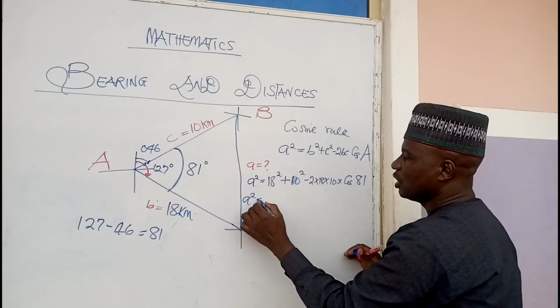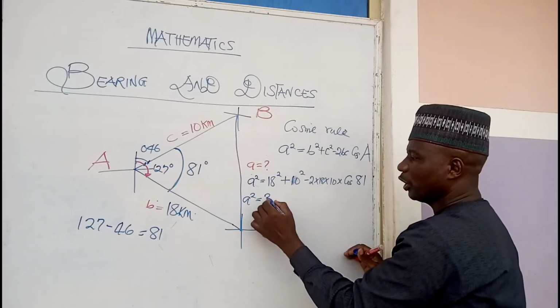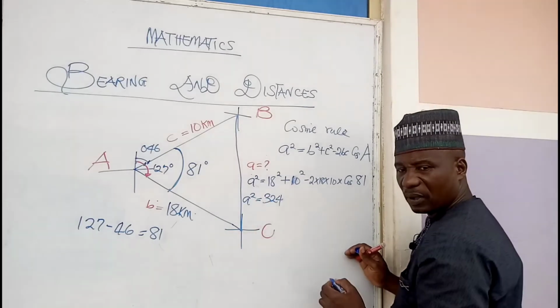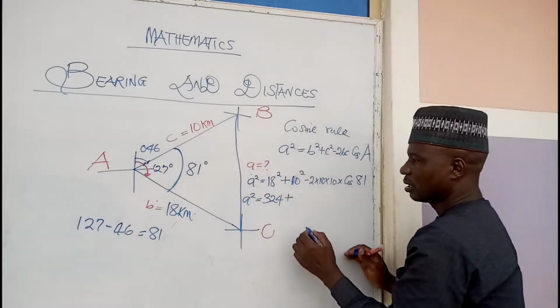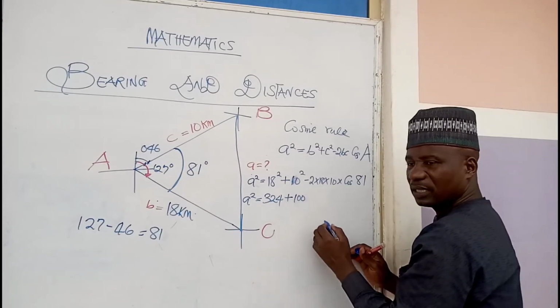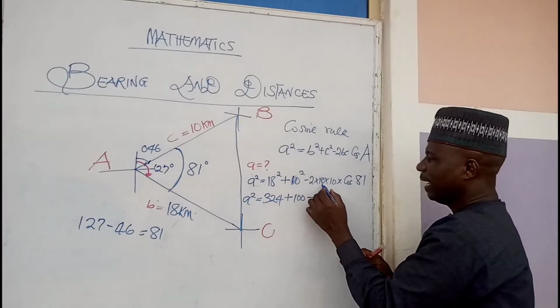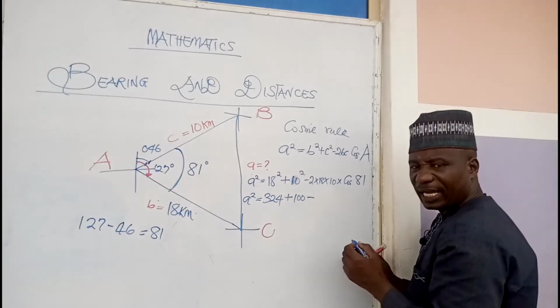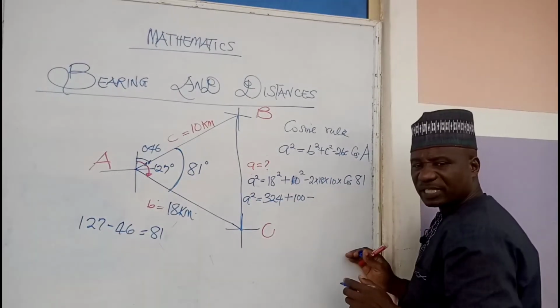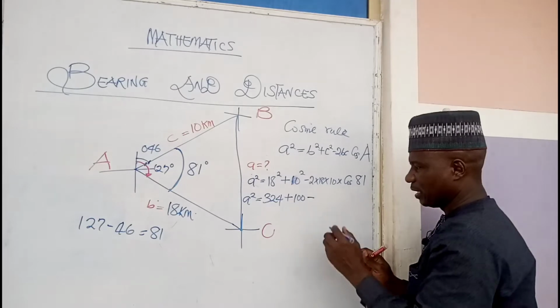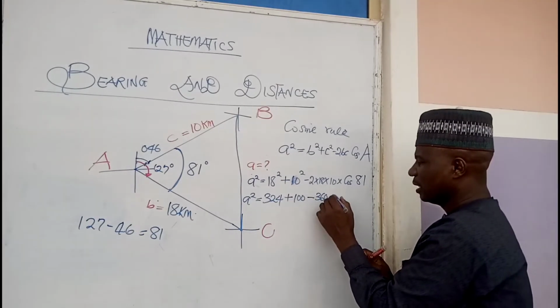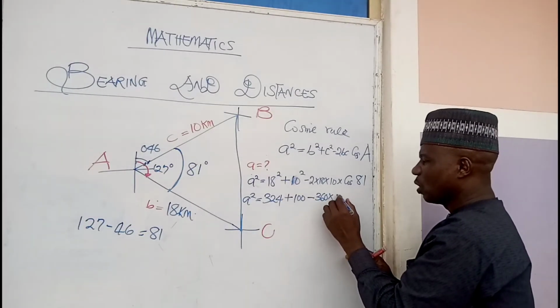A squared is equal to 324 plus 100 minus 18 times 2. That is 36. 36 times 10, that is 360. 360 times cos 81 is what?